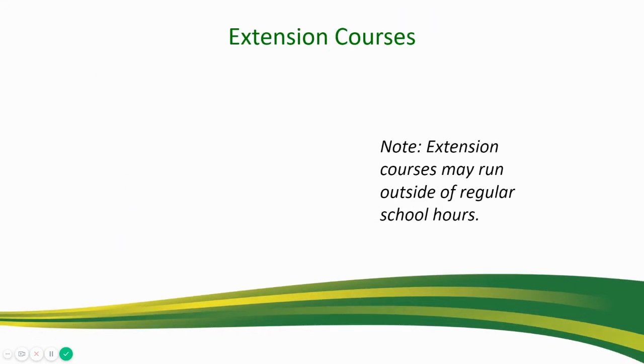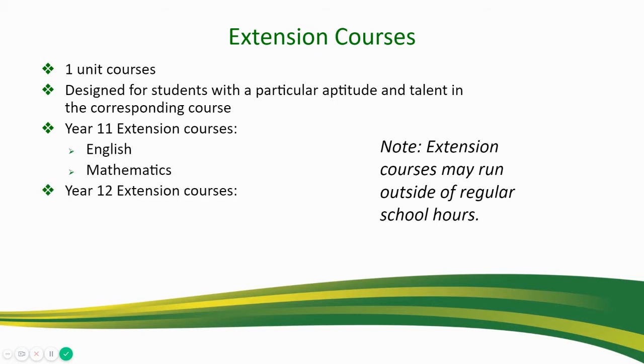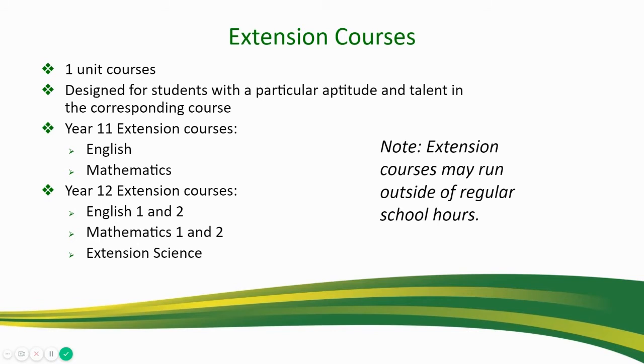Extension courses are 1 unit courses designed for students with a particular talent in corresponding courses. Year 11 extension courses are English and mathematics. In Year 12, students can continue English and mathematics, move into Extension 2 and also Extension Science. Now, these courses may run outside regular school hours, either before school or after school.